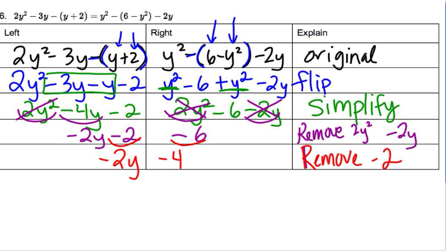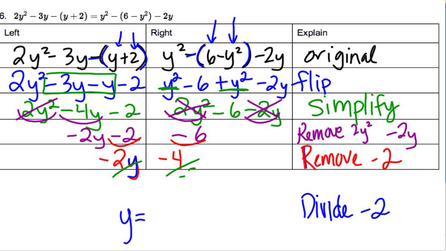So my final step, remember, is to figure out what 1y equals. So I'm at the point where I have all the y's on one side and all the numbers on the other. But I need to make sure I only have 1y, not negative 2y. Remember, your final step is to divide by the number. So I'm going to divide by negative 2 because I want to have this negative 2 go away. But I have to do it to both sides. So I'm going to divide this by negative 2, and I get an answer of positive 2. The correct answer for number 6 is positive 2.